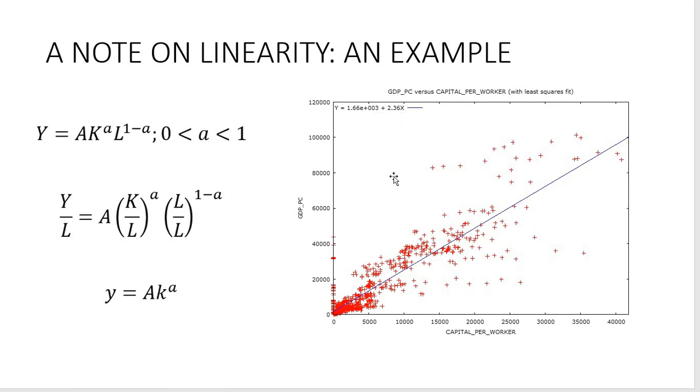And here you have the coefficient, 2.36. So this means that each 1 unit increase in capital per worker stock, which in my case was expressed in current US dollars, will result in a 2.36 unit increase in the value of GDP per capita. So this is how you interpret this.